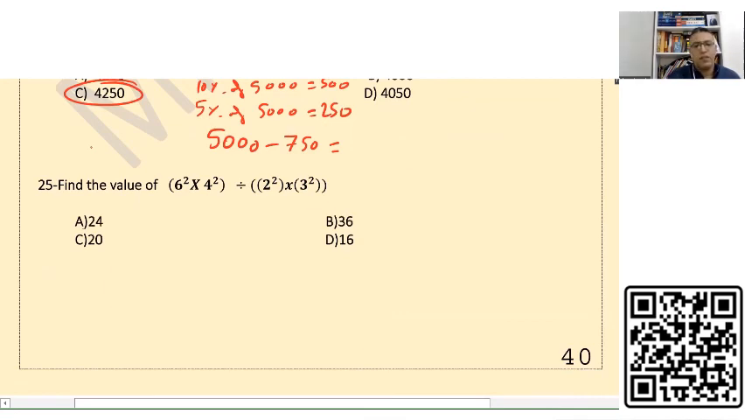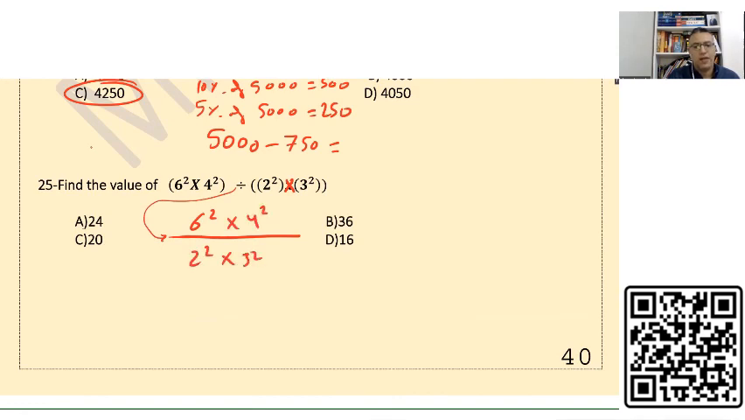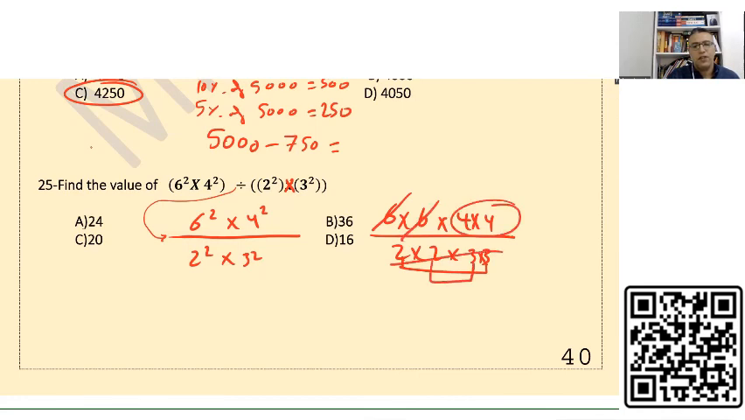Last question in this test. Find the value of 6 to the power of 2 multiplied by 4 to the power of 2, divided by 2 to the power of 2 multiplied by 3 to the power of 2. So this is multiplied. I'm going to write this division as a fraction: 6 power 2 and 4 power 2 over 2 power 2 and 3 power 2. Then I'm going to write 6 as 6 by 6 and 4 as 4 by 4, divided by 2 by 2 and 3 by 3. 3 by 2 is 6, 3 by 2 is 6. So the remainder is 4 by 4, and 4 by 4 is 16.